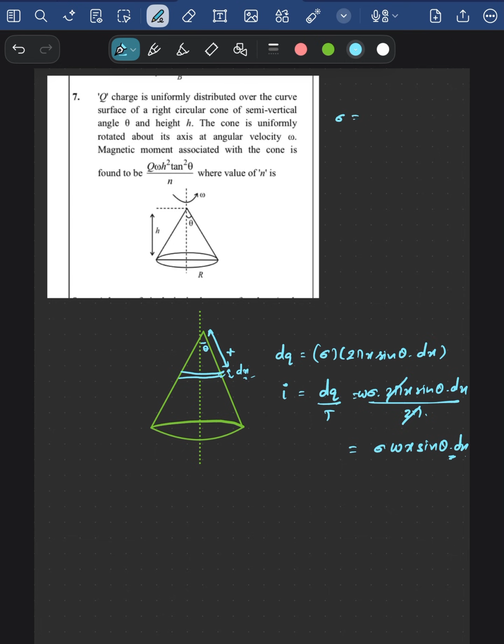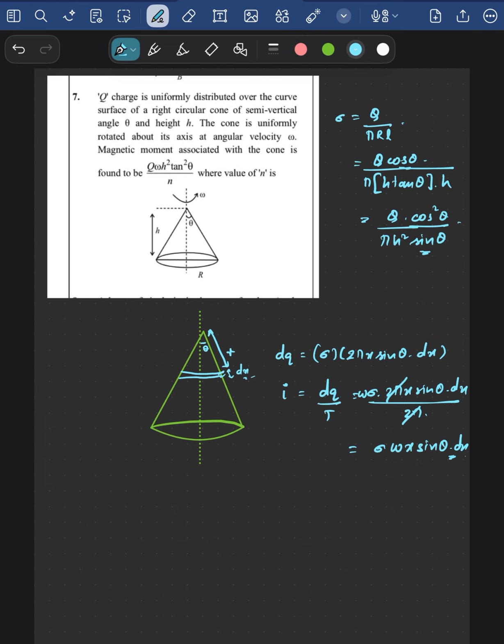And what is sigma value equal to? Sigma value itself is equal to q divided by the curved surface area, which is equal to pi rl. So it will be equal to q divided by pi rl. Since we need this in terms of height, let me write r and l in terms of height. So it will be q divided by pi. R will be equal to h tan theta and l will be equal to h by cos theta. So this becomes equal to q by pi h squared into cos theta by tan theta, which can be written as cos square theta by sin theta. So this is your sigma value, which we'll make use of later, right?